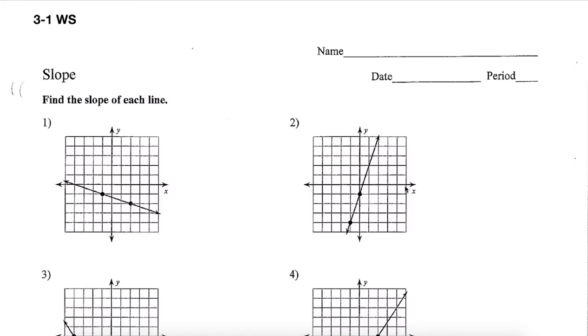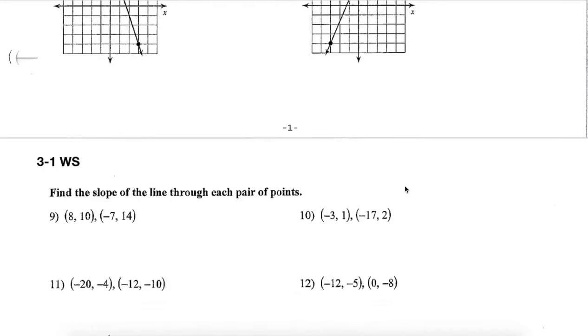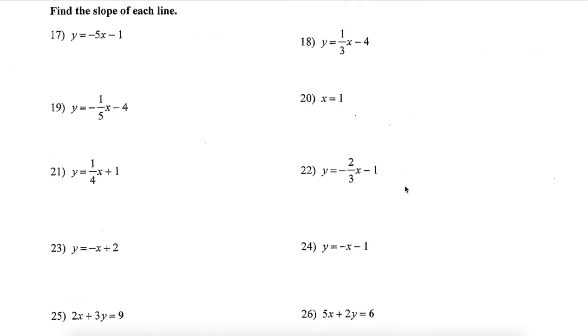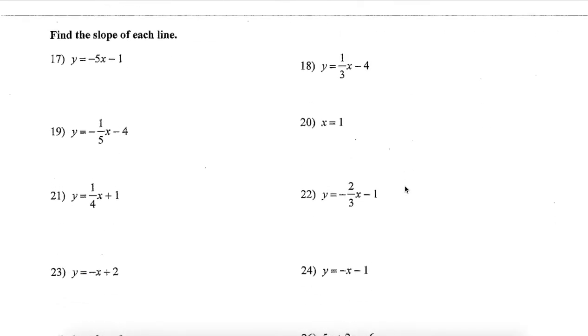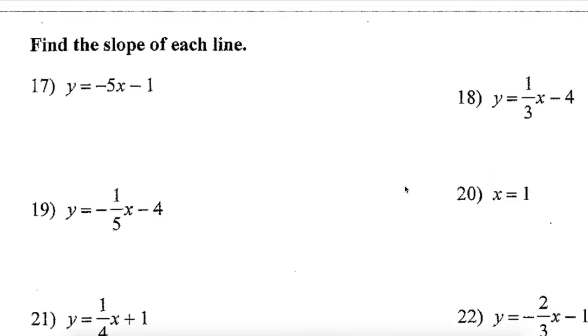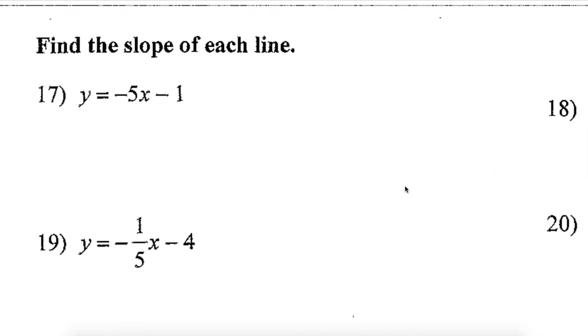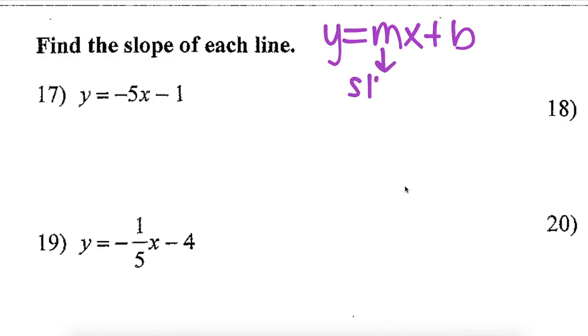On the 3.1 worksheet, there's one section that is not covered in the 3.1 video notes. If you'll turn to the very last section where you see 17 through 26, the directions say find the slope of each line. In order to do this section, you need to remember slope-intercept form, which is y equals mx plus b. In this form, m, the number in front of x, is your slope, and b is your y-intercept.